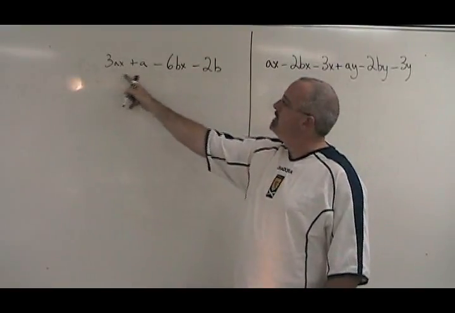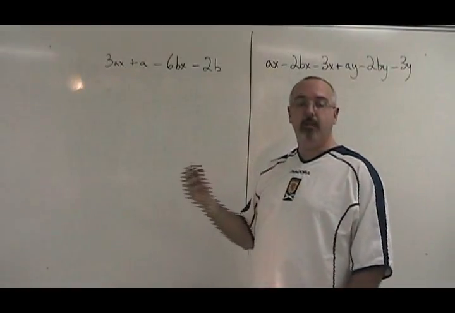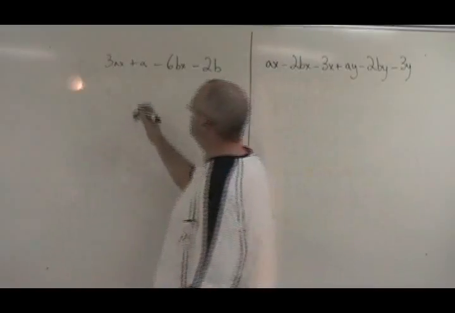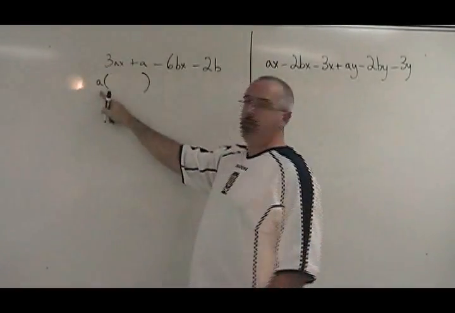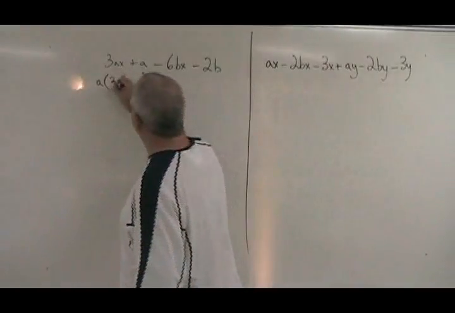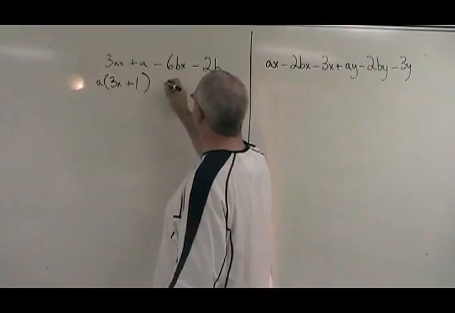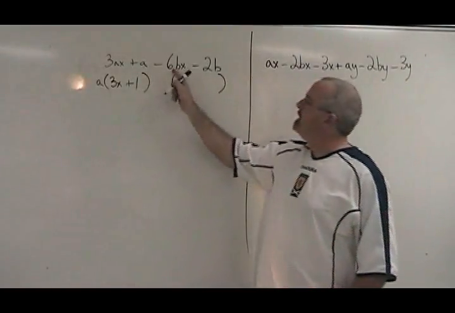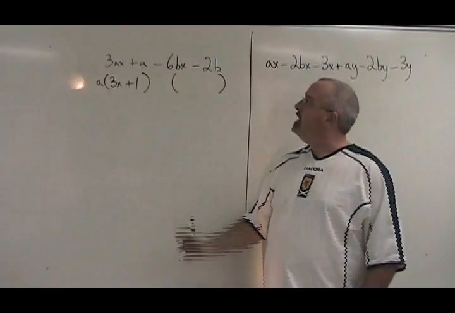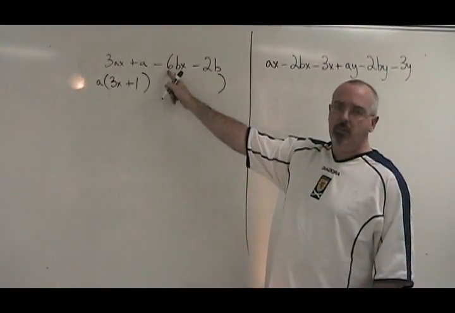And each of those 2 groups does have a common factor. 3ax and a share the common factor of a. I'm going to factor it out. 3ax divided by a is 3x. A divided by a is 1. These last 2 terms also have a common factor. It's either 2b or negative 2b.